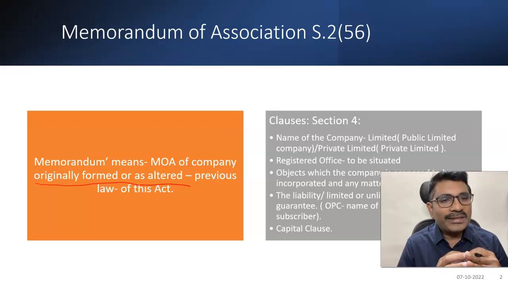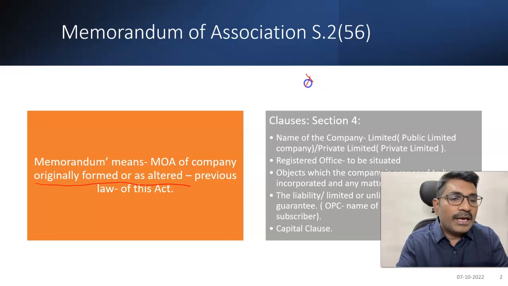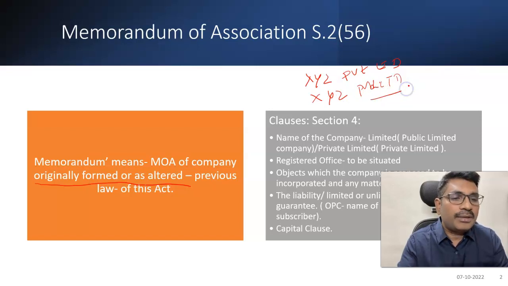According to Section 4 of the Companies Act 2013, the MOA contains 5 subclauses, or the 5 components, or we can say 5 characteristics, or the 5 ingredients. Among them, the first one is the name clause of the company. Whenever a company is being incorporated, it has to write at the end of the name, XYZ Private Limited in the case of a private company, and in the case of a public company, XYZ Public Limited, or the limited companies.